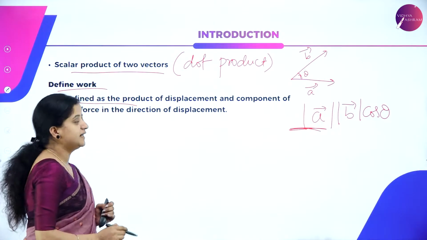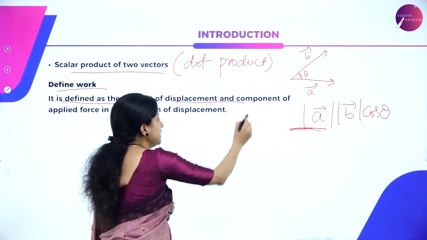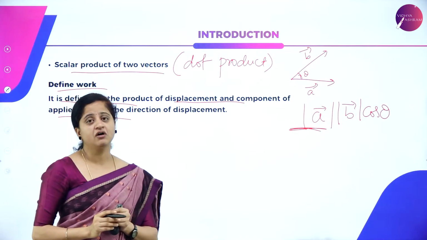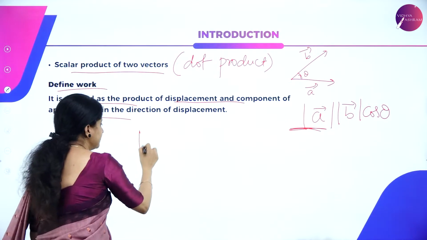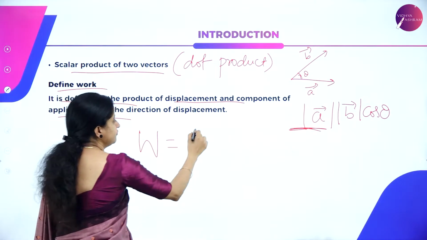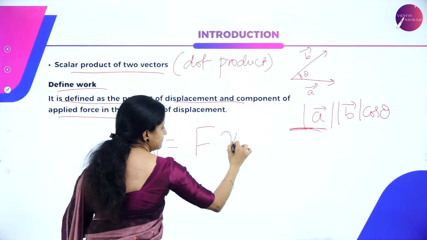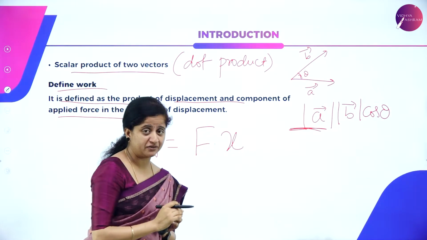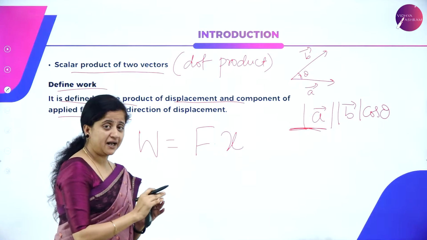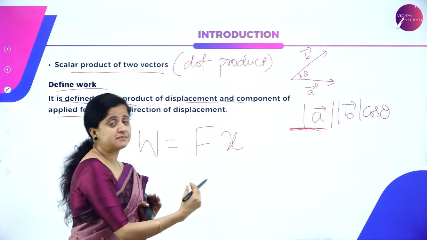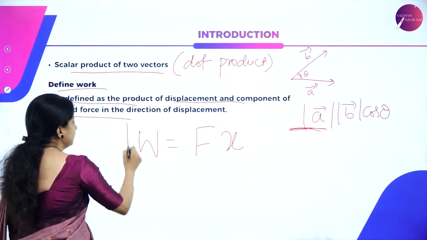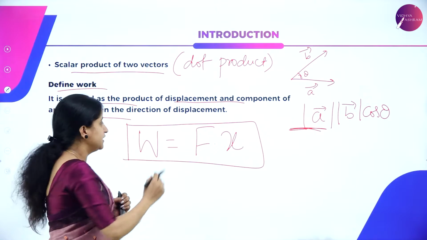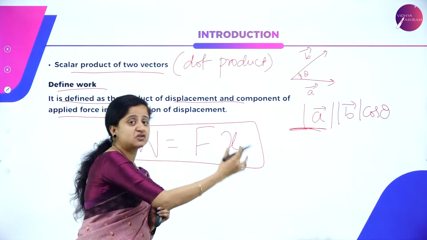Work is defined as the product of displacement and the component of applied force in the direction of displacement. So work is defined as the product of force and displacement. Here the displacement will take place in the direction of applied force, or the force is applied in the direction of displacement that takes place. Generally, work is defined as the product of force into displacement. Here force is a vector, displacement is also a vector.